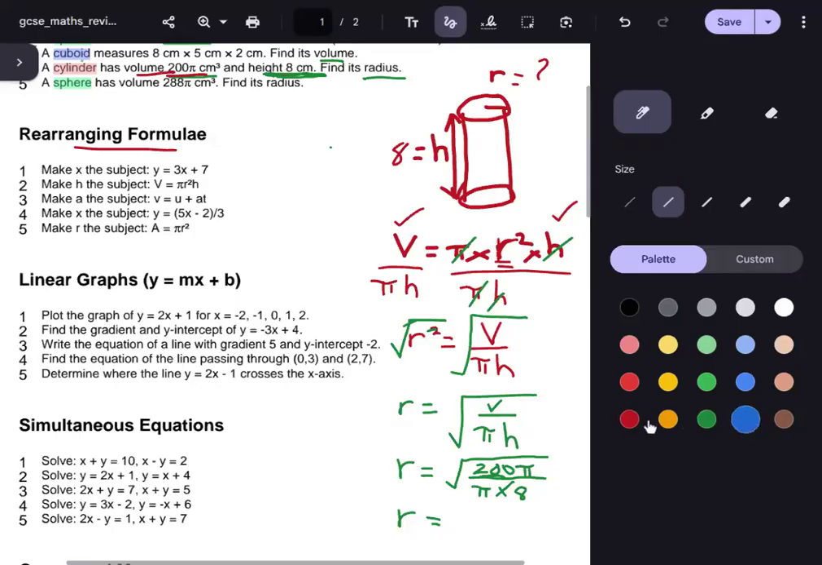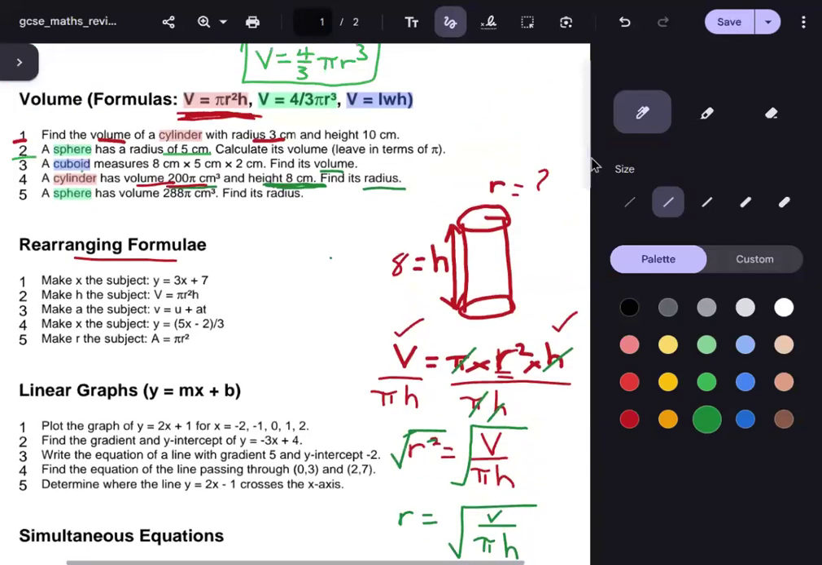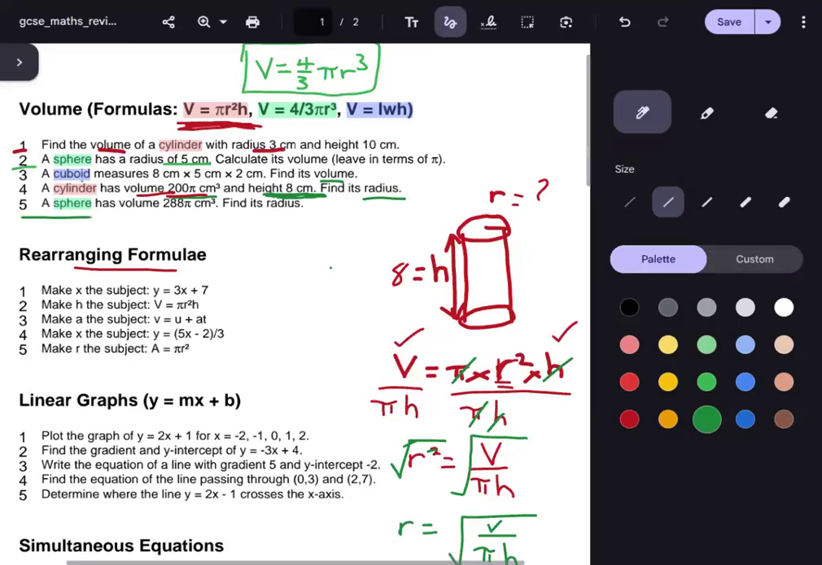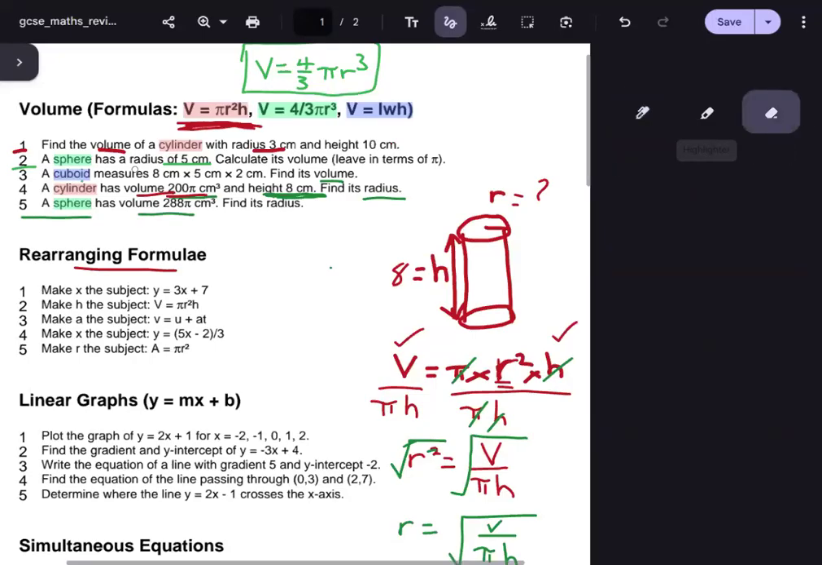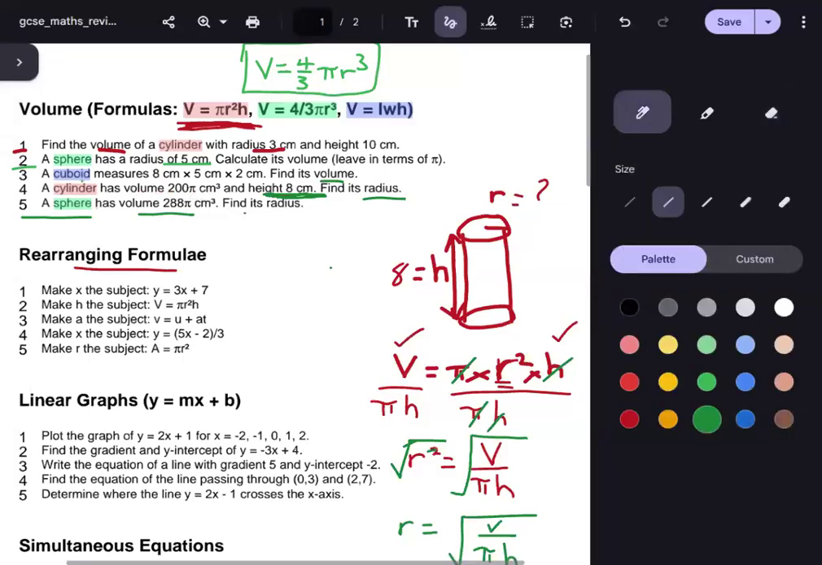That is correct. So your answer is 5. And what is your unit? What did I say the unit for volume is? Always centimeters cubed, always cubed, right? Then we move on to number 5. Number 5 says a sphere has a volume of 288 pi centimeters cubed. Find its radius.